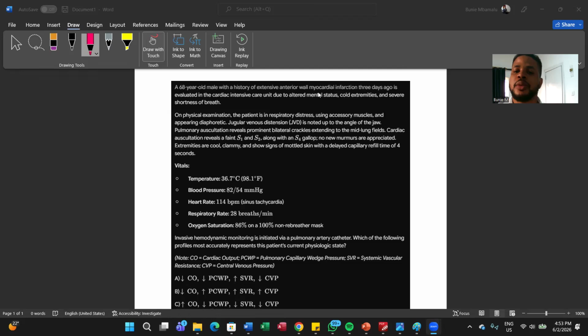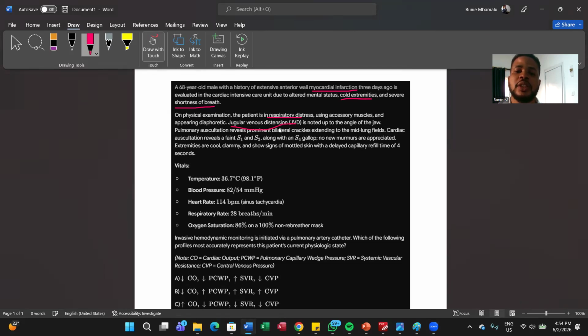So this is a male, 68, that's had an MI 3 days ago. So we're just trying to think what kind of shocks could be complications of MI. Here's an altered mental status with cold extremities and shortness of breath. Cold extremities, that's usually in either neurogenic, hypovolemic, or cardiogenic shock. On physical examination, the patient is in respiratory distress using accessory muscles, diaphoretic with jugular venous distension.